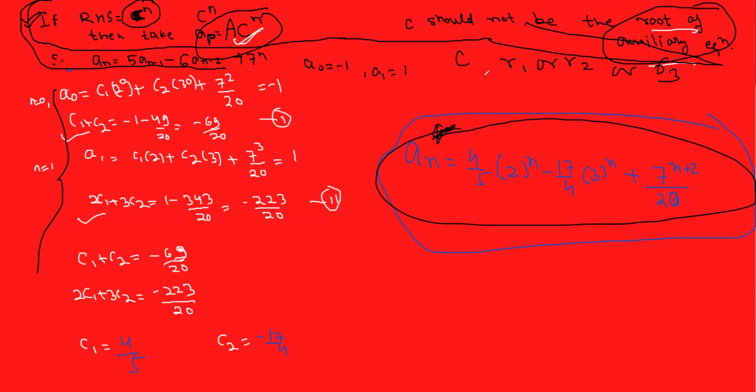Let's suppose here the right hand side is 7 raised to n. What if it is 2 raised to n? Then you cannot apply this formula. Why? Because R1 is 2, and R2 is 3. If it is 2 or 3, then you cannot apply this formula. Then what will you use?